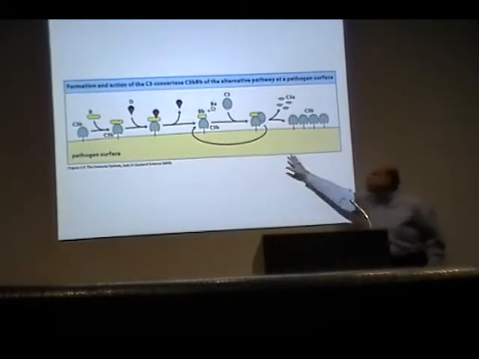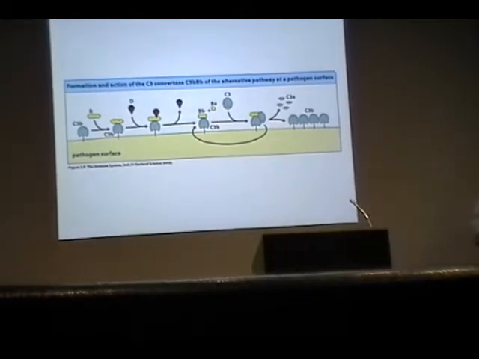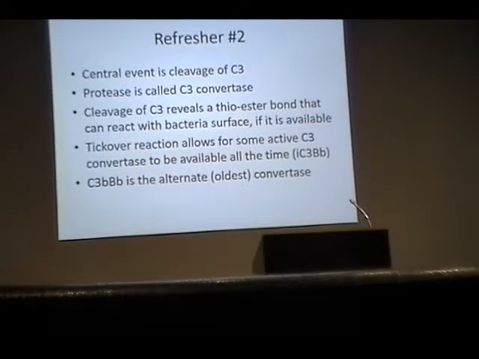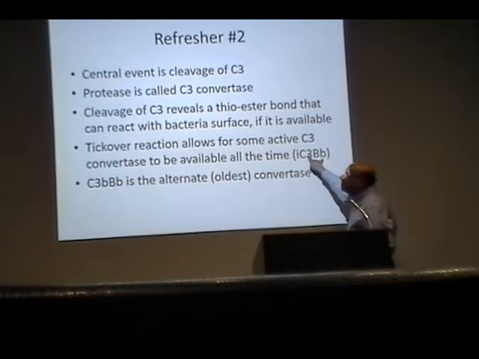Okay, so now we've deposited a lot of C3b on the surface. B will be bound to C3b. B will be cleaved by D. And now you have C3bBb. You have the convertase. That's what we want. Refresher, I'm not going to go into it. This is what I call C3 flex.